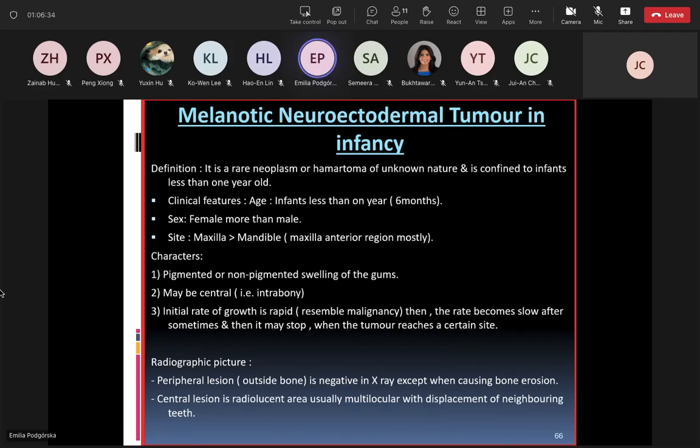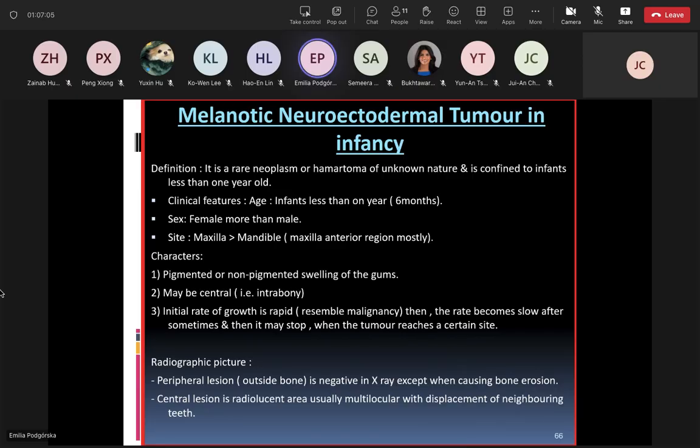Melanotic neuroectodermal tumor of infancy. Definition: it is a rare neoplasm or hamartoma of unknown nature, confined to infants less than 1 year old. Clinical features: infants less than 1 year, around 6 months. Female more than male. Maxilla more than mandible.